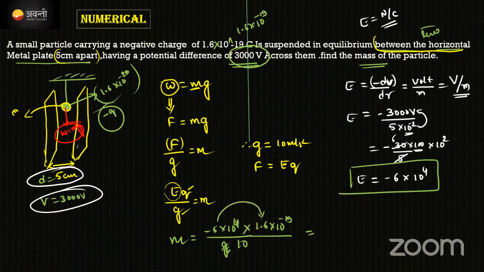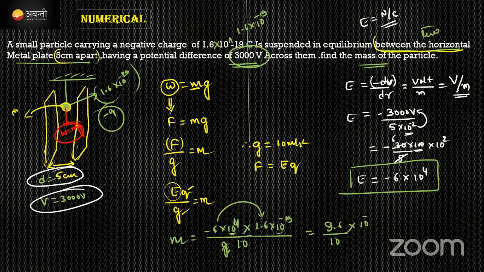Then, if I multiply these two, 16 into 6 is 96, sorry, 96. It will be 9.6 divided by 10, keep this 10 in the numerator here. See, 10 to the power of 4 and 10 to the power of minus 19 gives 10 to the power of minus 15.